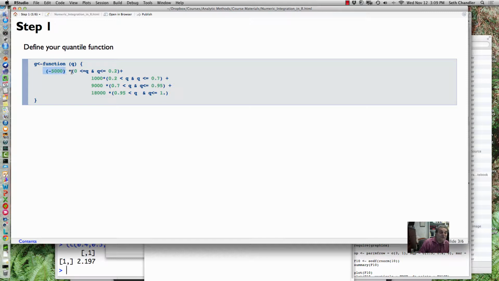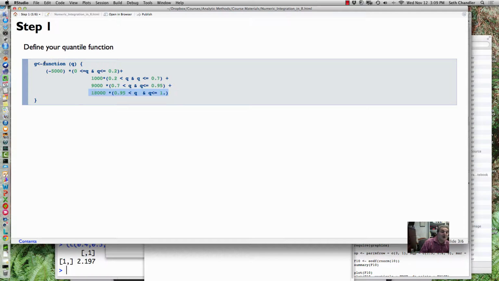it's negative 5,000, and we're going to multiply that by this basically Boolean expression, true-false expression. If Q is greater than or equal to 0 and it's less than 0.2, when you evaluate this, if this is true, R will say 1. True has a value of 1 in R, and you're going to exploit that as a way of making the code fairly concise. If Q is between 0.2 and 0.7, this is 1, and so we'll add 1,000. Similarly for 9,000 and for 18,000.